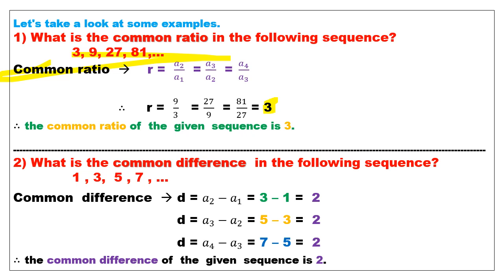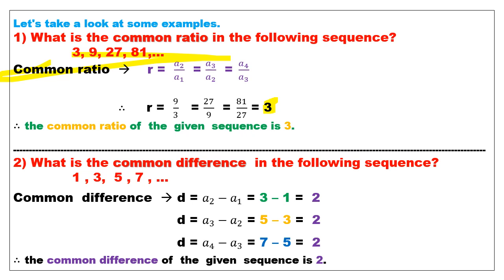Now come to the second question. What is the common difference in the following sequence? The given sequence here is 1, 3, 5, 7, and so on. Now in the second question, what are we going to find? Common difference. What do you mean by common difference? The difference between two consecutive terms is the same. So here the given sequence is 1, 3, 5, 7 and so on.